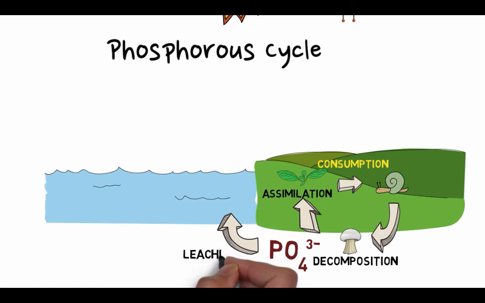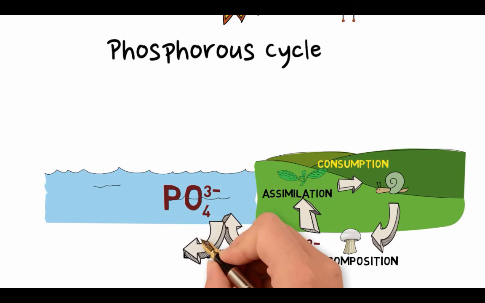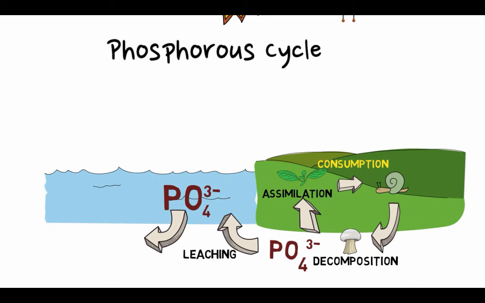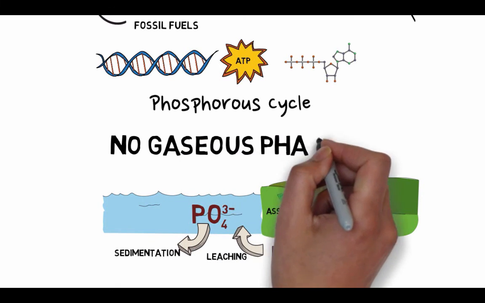The phosphate can leach from the soil into the ocean or bodies of water. It can pass through aquatic food chains, or it can form sediments on the ocean floor. Upwelling and weathering of rocks is also a component of this cycle. Note that unlike other cycles, there is no gaseous form of phosphorus in the atmosphere.